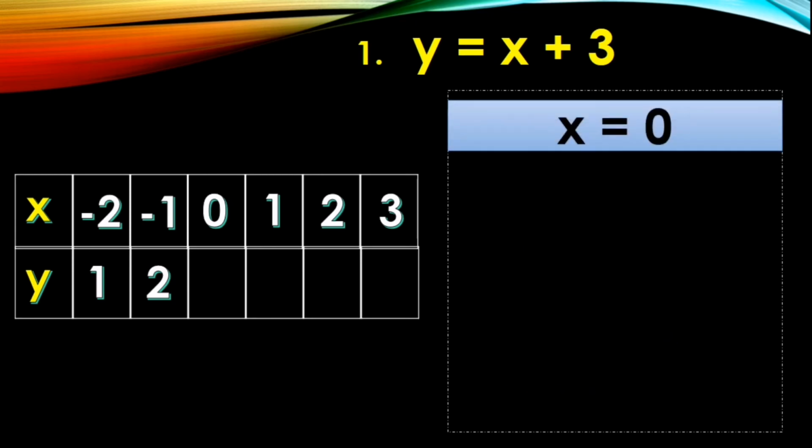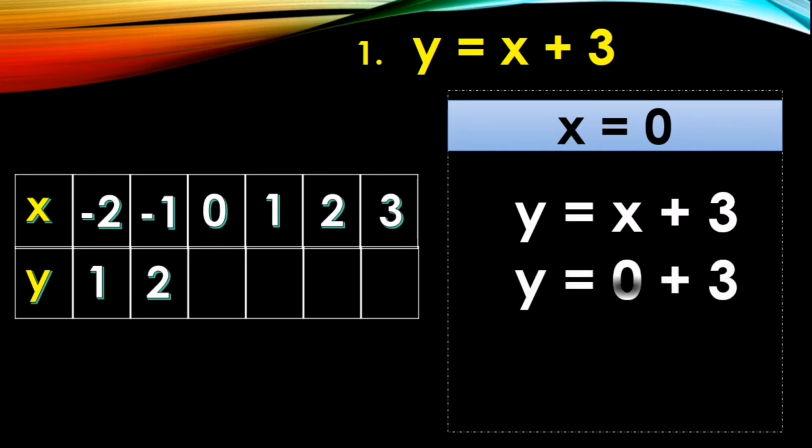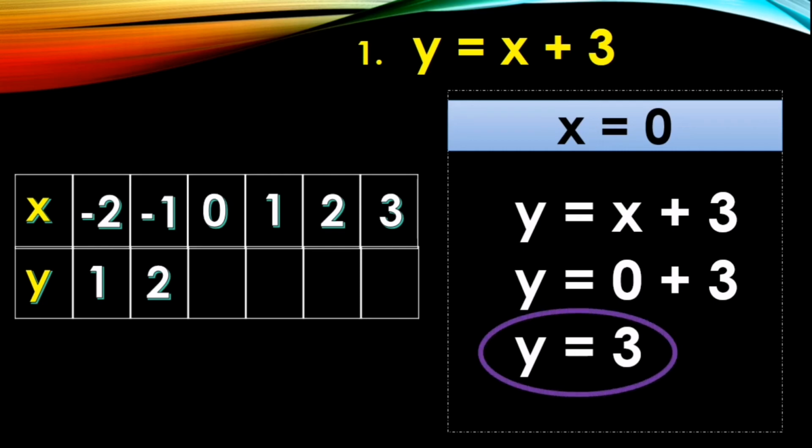If x is 0, what will be the value of y? Copy, y is equal to x plus 3. Again, substitute the value of x, which is equal to 0. So this will become 0 plus 3. And 0 plus 3 is equal to 3. So if x is 0, y is 3.